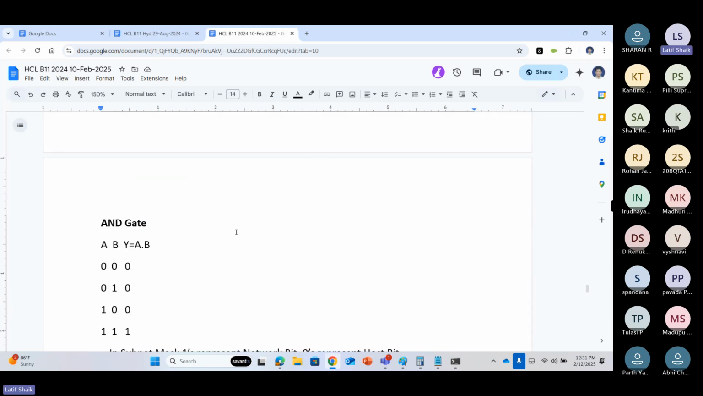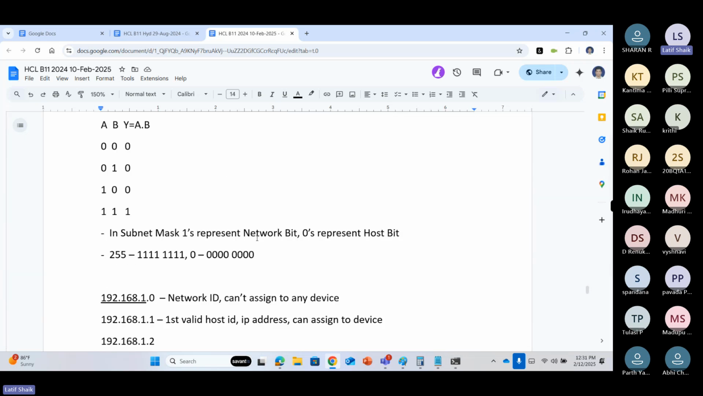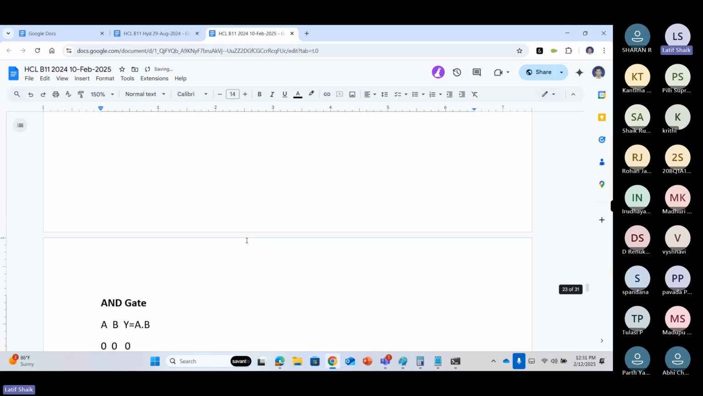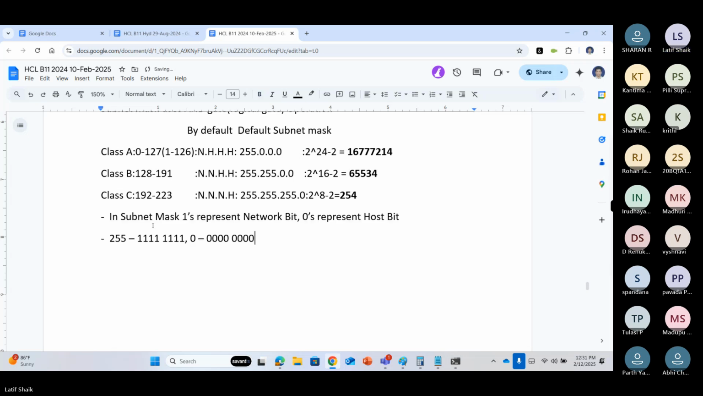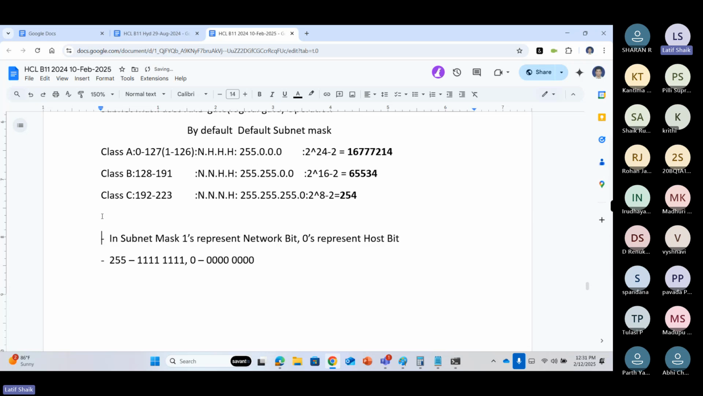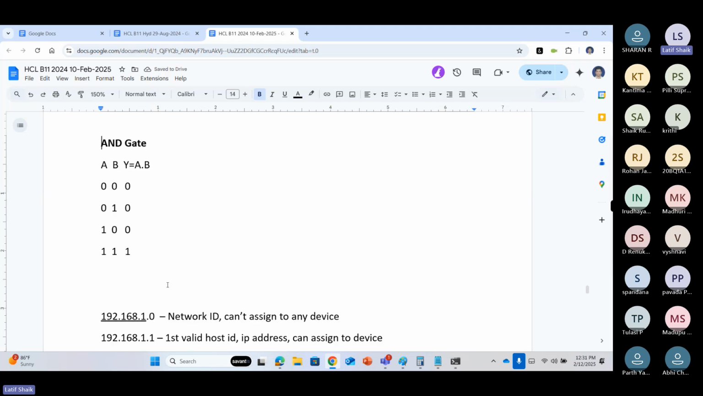In the subnet mask, if you write it in binary format, the ones represent the network portion and the zeros represent the host portion. 255 means ones, 0 means all zeros. So ones represent the network portion, zeros represent the host portion.